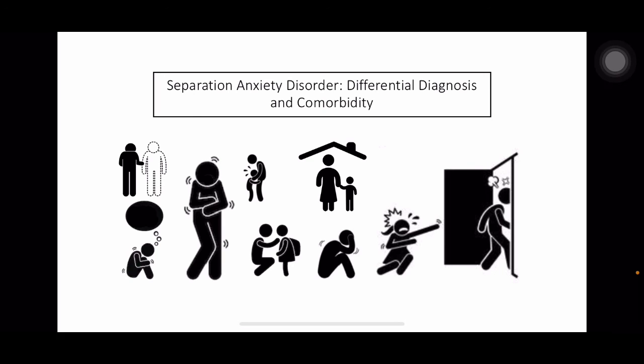Now on to comorbidity. Some of the main comorbid disorders with separation anxiety are generalized anxiety disorders such as specific phobia and social phobia, PTSD, panic disorders, social anxiety, agoraphobia, obsessive compulsive disorder or OCD, personality disorders, and depressive and bipolar disorders.